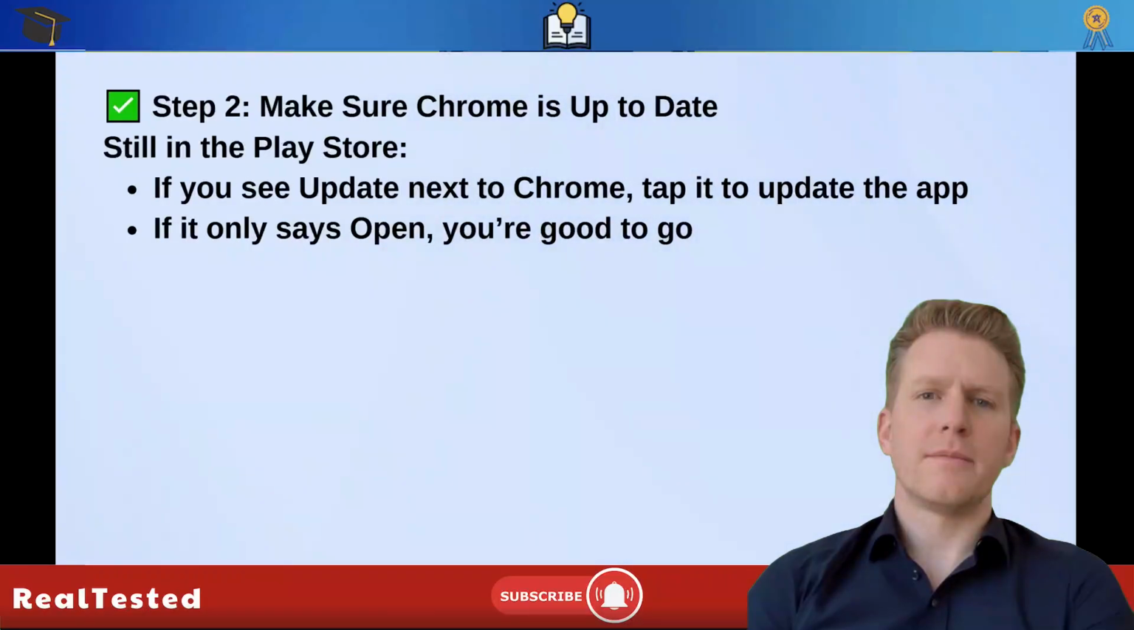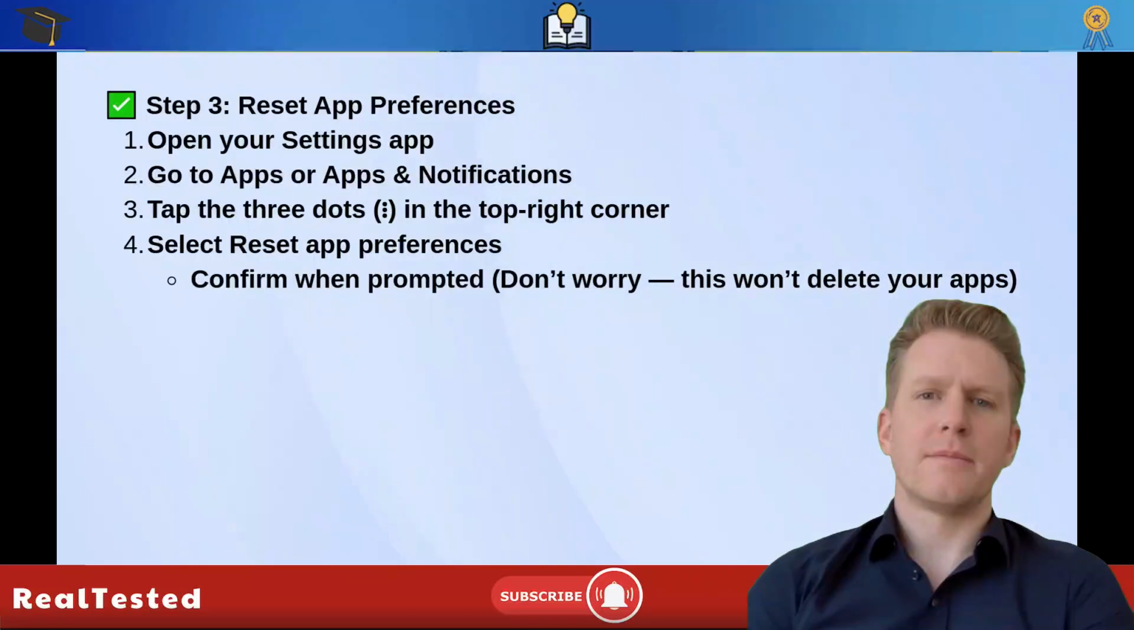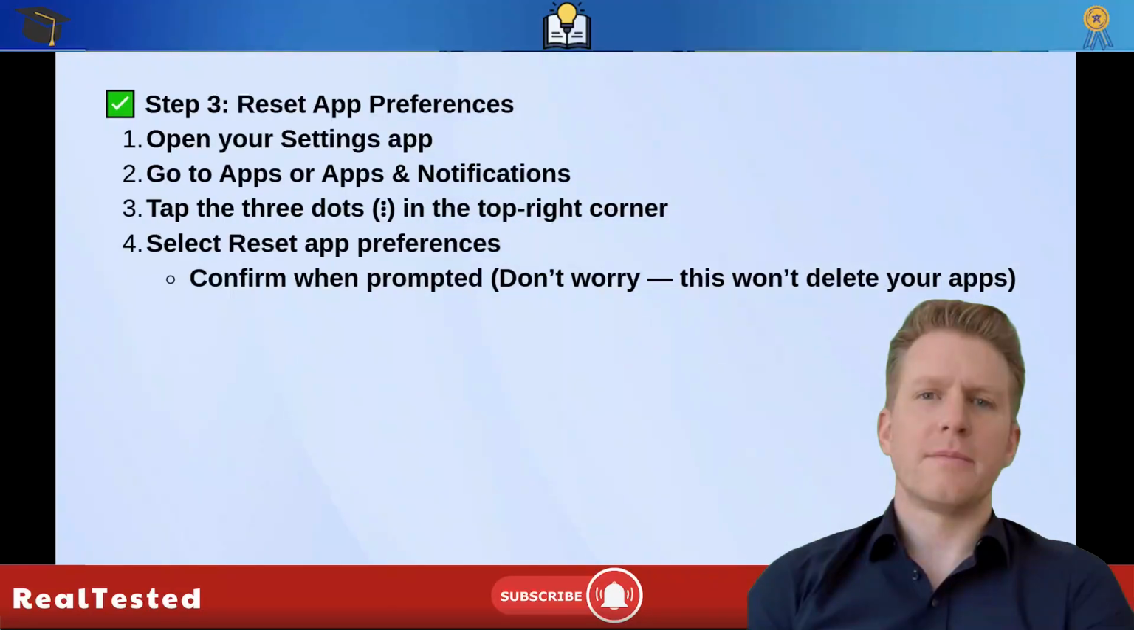If the problem persists, try resetting your application preferences. Navigate to your phone settings and select Apps or Apps and Notifications. Tap the three-dot menu in the upper right corner and choose Reset App Preferences, then confirm your choice.